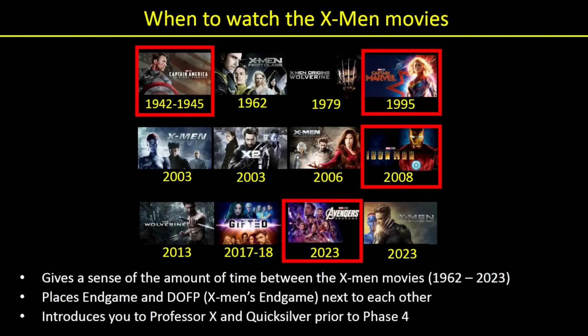Way cool. And then also, I'm going to avoid spoilers here, but it introduces you to Professor X and Quicksilver prior to Phase 4. I'm not going to say any more than that, but let's just say that you probably want to watch the X-Men movies before you would get to there. Which, again, with the binge order, you're fine, but I'm just letting you know on an integrated order standpoint, I think you should watch them before you enter into Phase 4.